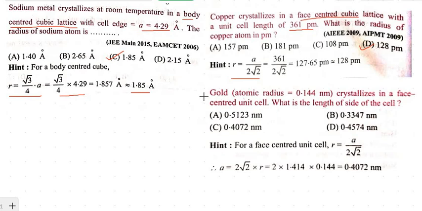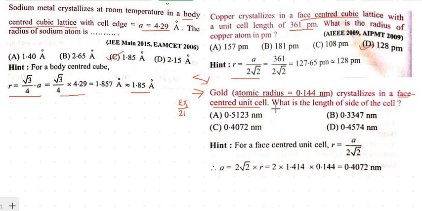This last example is a part of your exercise. Let me tell you the number. This is exercise number 21. It says gold with the atomic radius, now r is given, please note, atomic radius is given, that is 0.144 nanometer, crystallizes in a face centered cubic unit cell. Okay, so FCC, again this formula you are going to use. What is the length of the side of the cell?